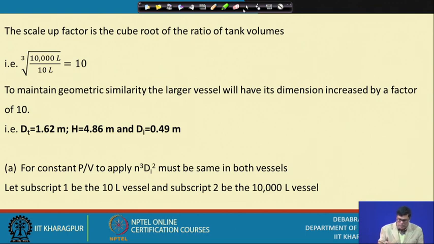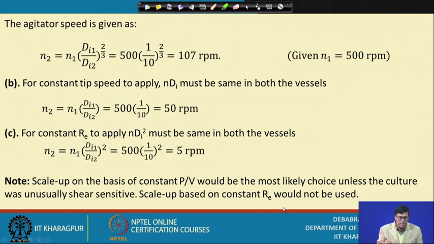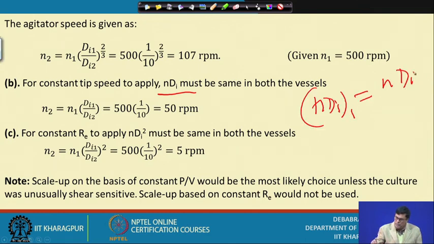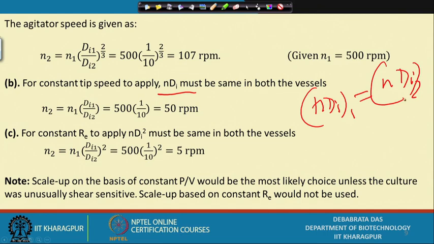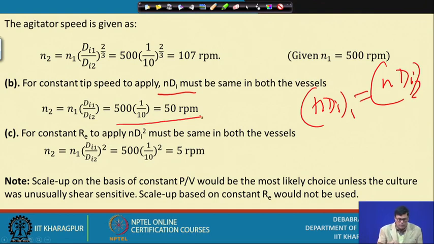Now the next problem that we have is the constant tip velocity. Constant tip velocity means n di1 is equal to n di2. So if this is the case, then what will be the n value? Then we can easily find it out, because n2 equals n1 into di1 by di2. We put in this value and we can easily find it.